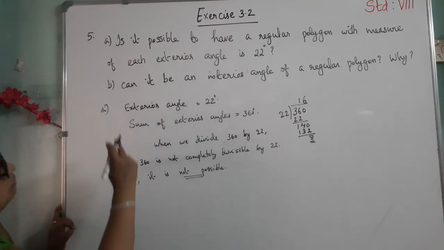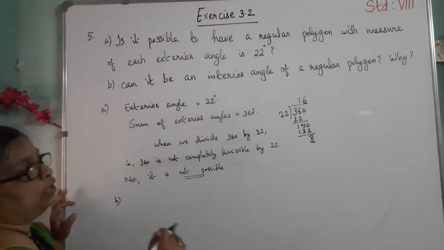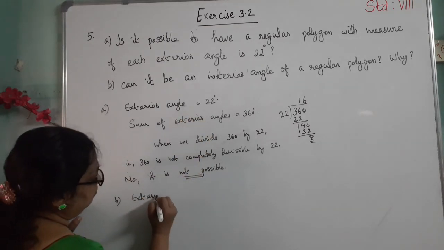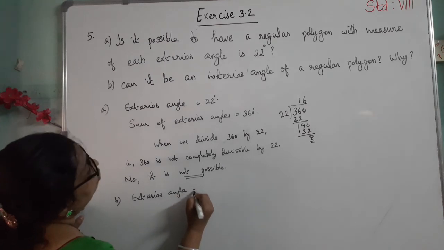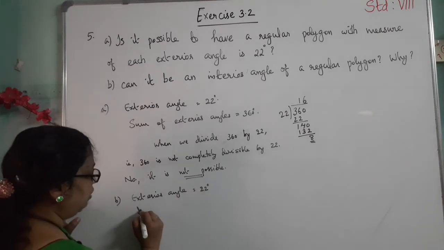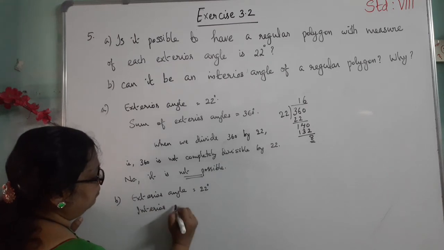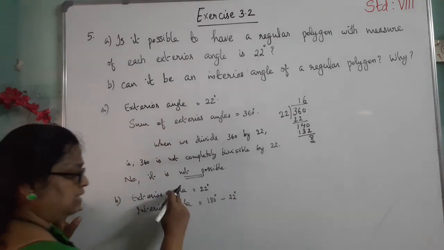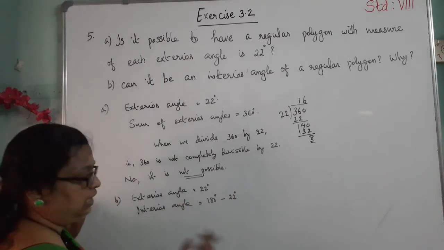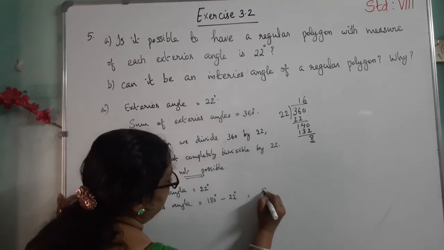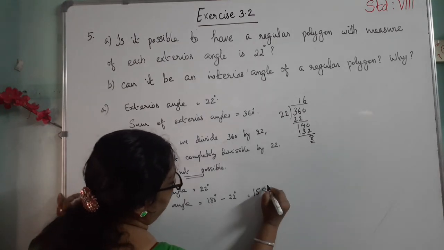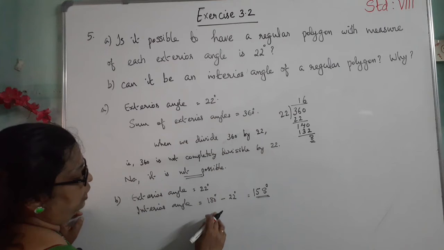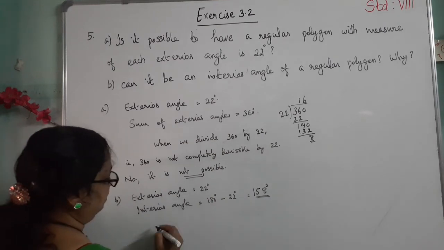Then the second part: can it be an interior angle of a regular polygon? Why? It is given that the exterior angle is equal to 22 degrees. So we can find the interior angle: 180 minus 22 degrees, since the exterior angle and interior angle together form a linear pair. 180 minus 22 we get 158 degrees. So the interior angle is given as 158 degrees.